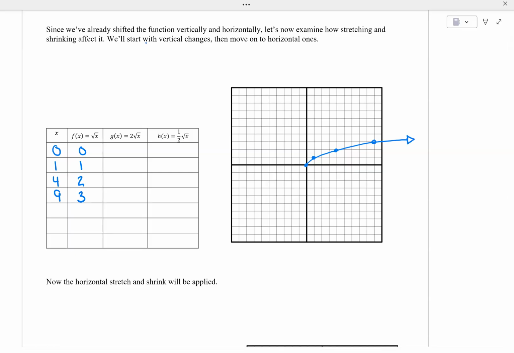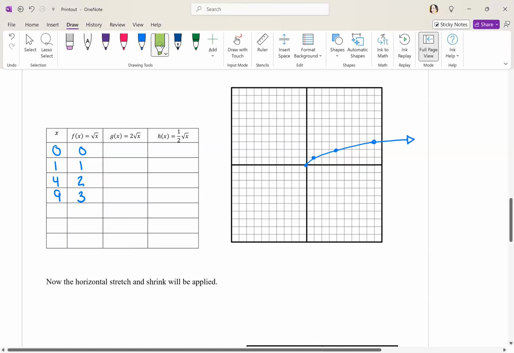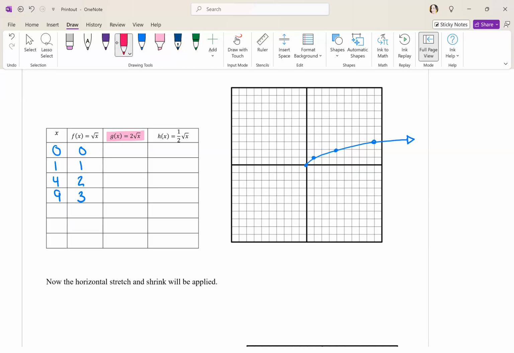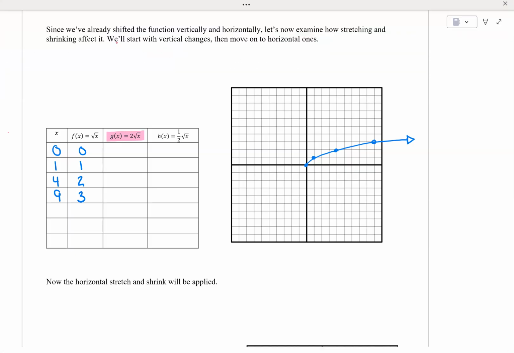Okay, so we are going to start with this g function. Notice we don't have anything going on the inside, so I don't have to go mess with my x values, because it's just an x on the inside. So we have 2 times the square root of 0. The square root of 0 is 0. 2 times 0 is 0. Oh my goodness, 0. Haven't finished my coffee.